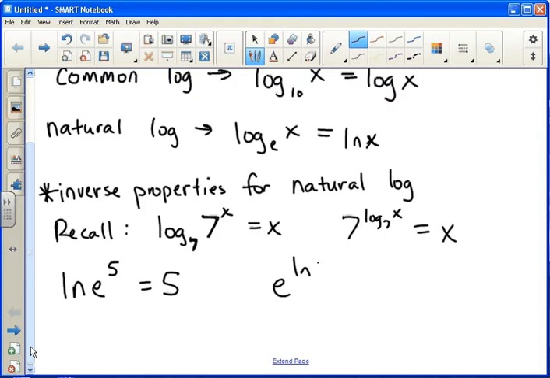Same thing if you have e raised to the natural log of something. The e and the natural log cancel each other out. So this would just leave us with x. Now that's going to be important later on when we start solving equations with logs in them. So it's important to remember that e and natural log cancel each other out.